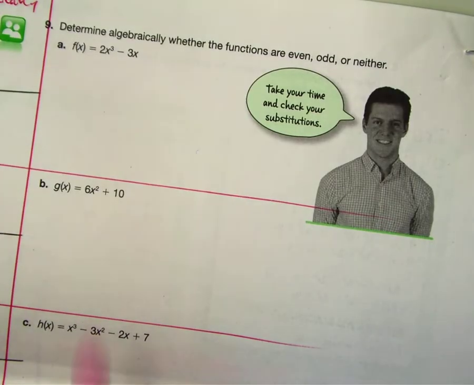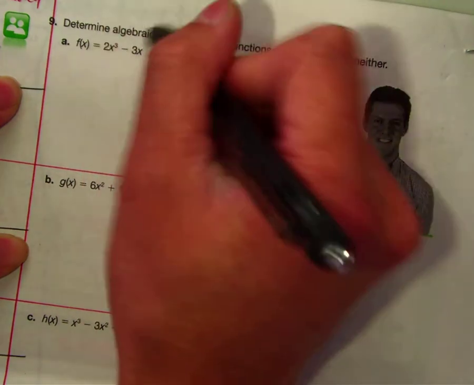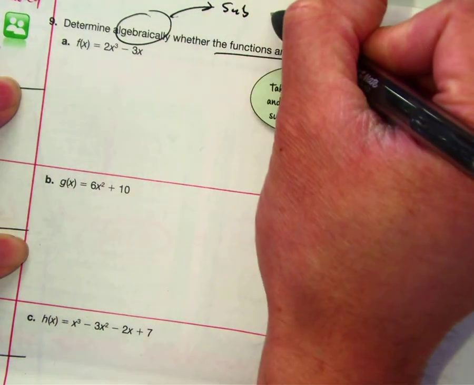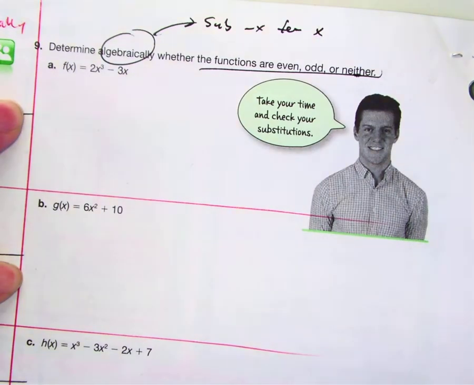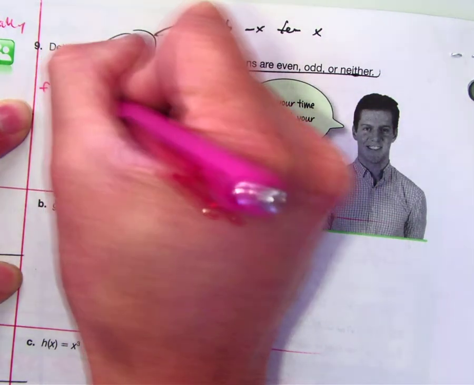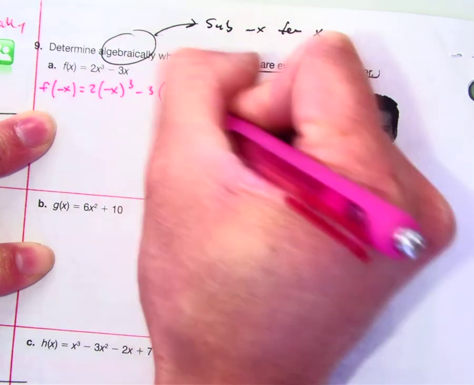Alright, determine algebraically whether the functions are even, odd, or neither. To determine one of these, I'm going to have to sub negative x for x. So every x value, I'm going to put in negative x. So there is an x. There's another x. And this last x.